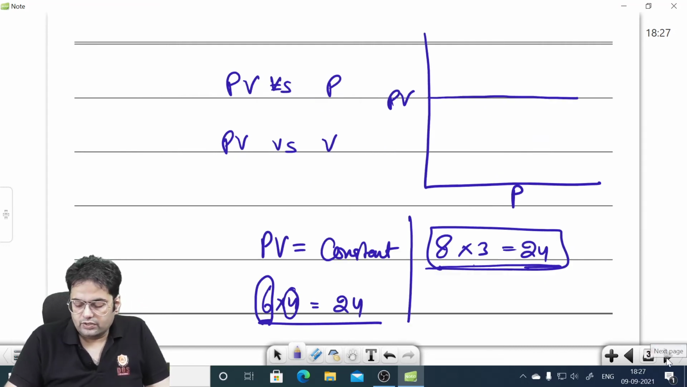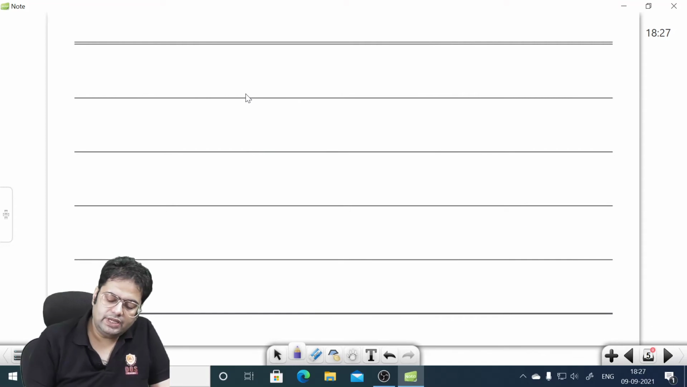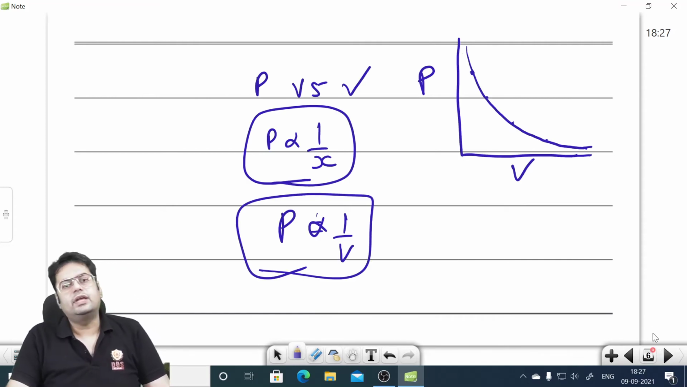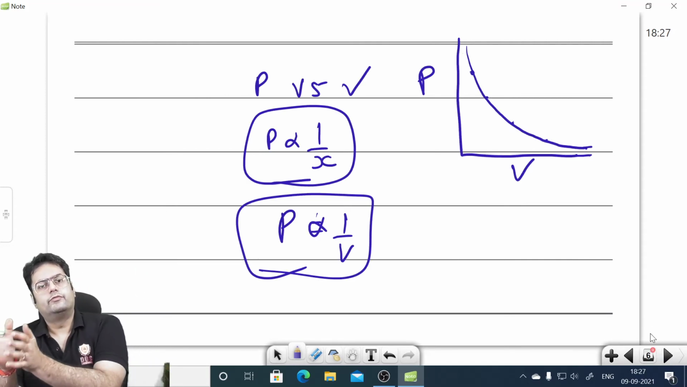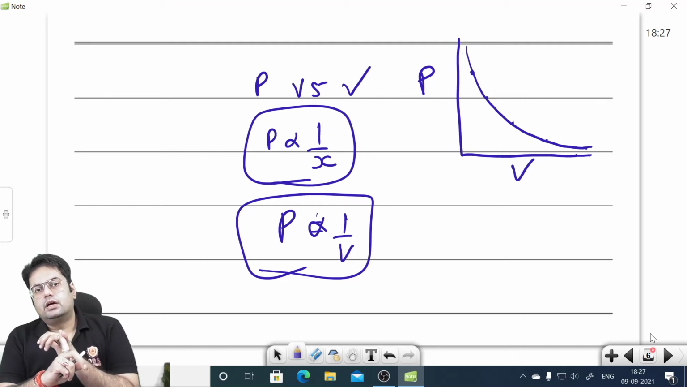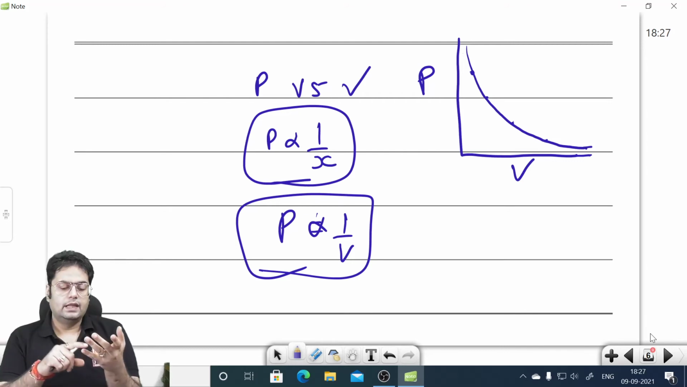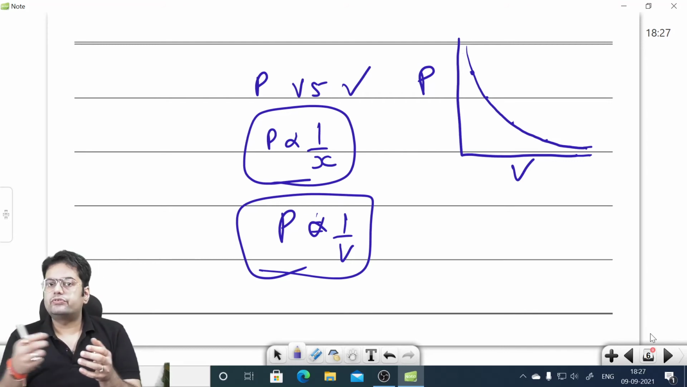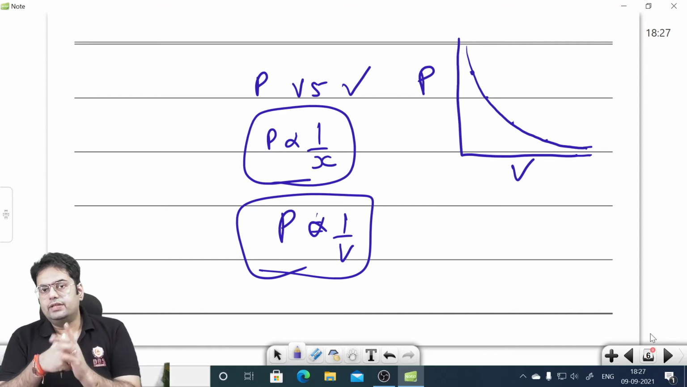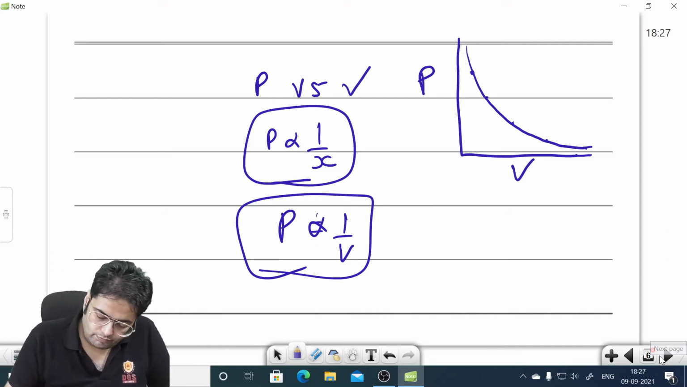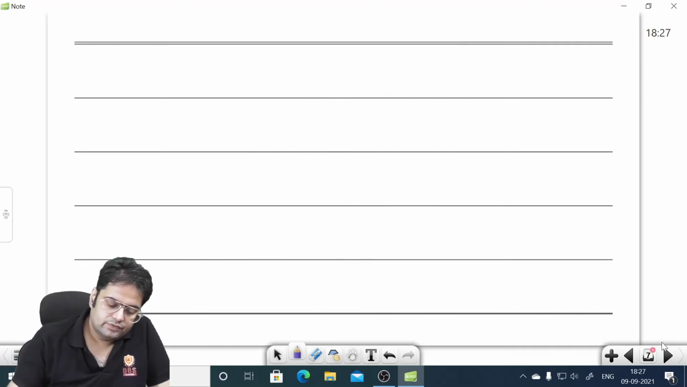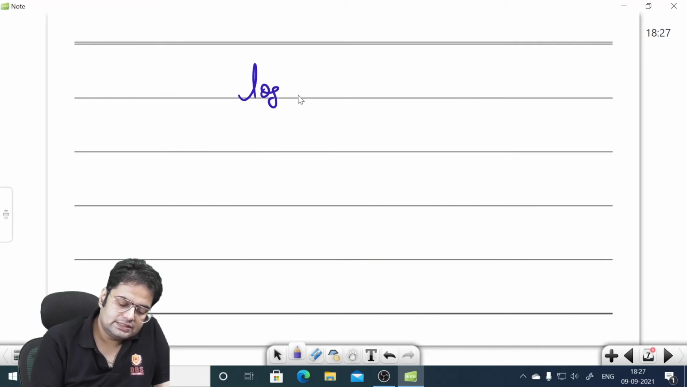So all these are known as isotherms. Isotherms means temperature will remain constant. Fine. We have these three names and terms: isotherms, where temperature remains constant, iso means same; isobar, where pressure remains constant; and isochore, when volume remains constant. Fine, my dear students.